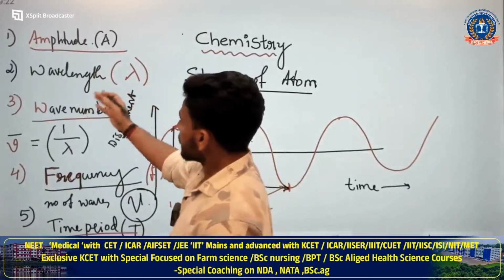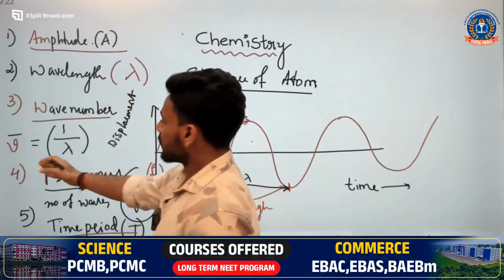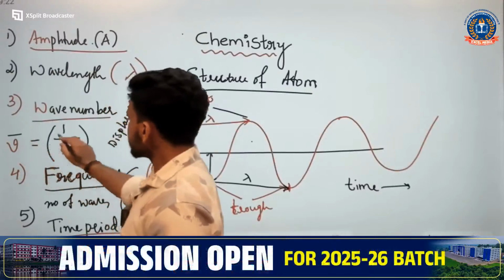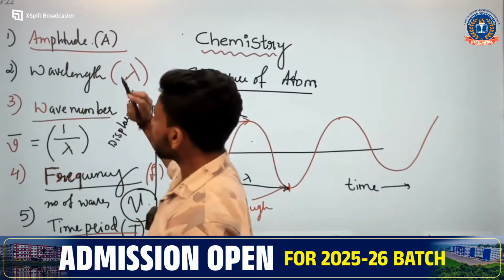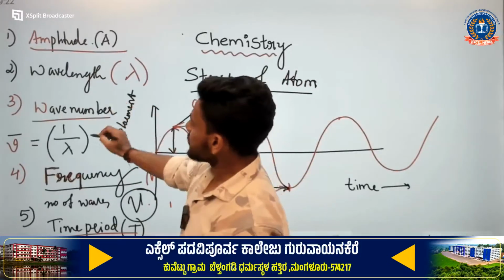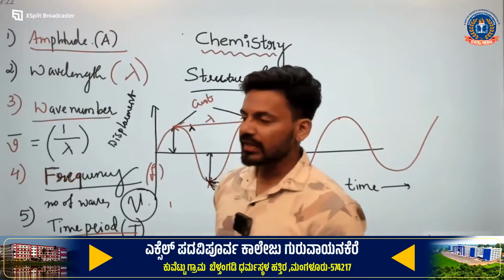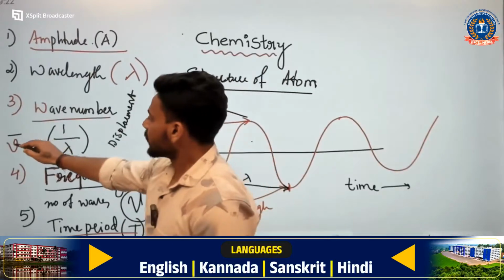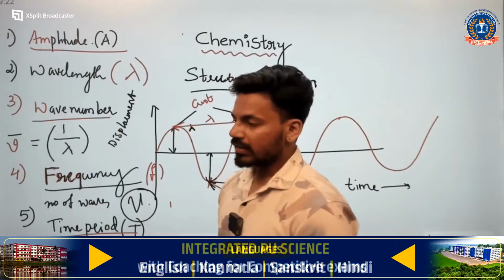See the relation between them, it is already written. See here, nu bar is equal to 1 by lambda. Wave number and wavelength, how are they related, my dear students? See how it is related. Wavelength and wave number, how are they related? The wave number nu bar is equal to 1 by lambda. Correct?